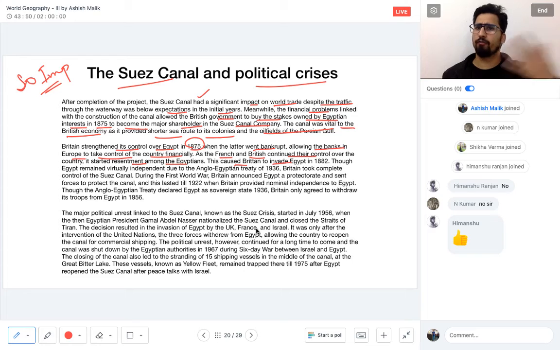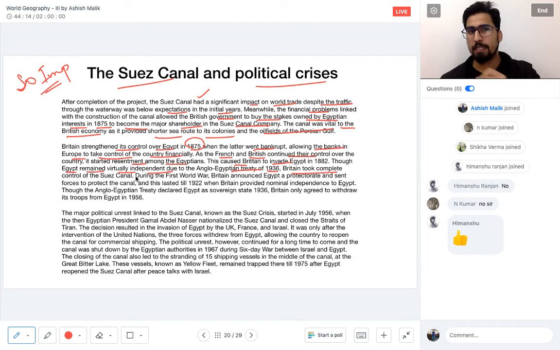And the UK was in full swing at that time. It was at its bloom when it comes to colonial power. Britain was a very powerful kingdom then. So the British invaded Egypt in 1882. Egypt remained virtually independent due to the Anglo-Egyptian Treaty of 1936.